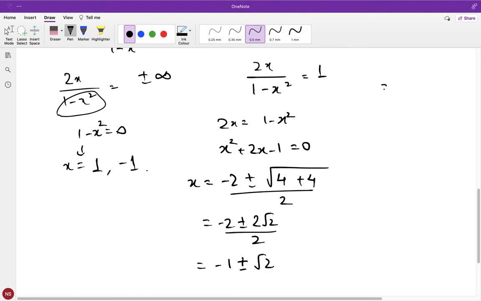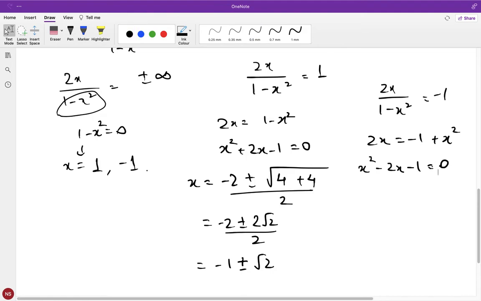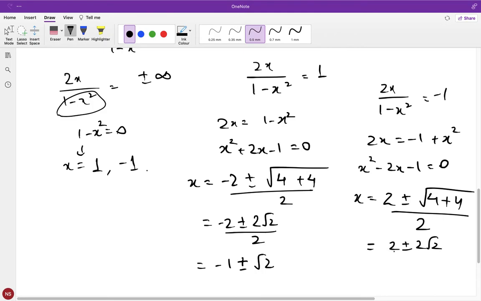Now let us consider this case. 2x by 1 minus x square equals minus 1. So 2x equals minus 1 plus x square, or x square minus 2x minus 1 equals 0. x equals 2 plus minus square root of 4 plus 4 by 2, which is 2 plus minus 2 root 2 by 2, which equals 1 plus minus root 2.